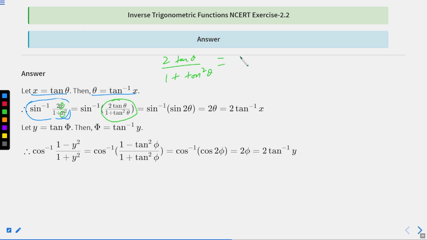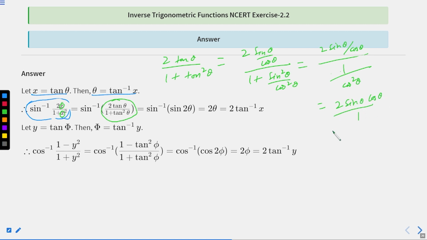2 tan theta by 1 plus tan square theta is equal to 2 sine theta by cos theta divided by 1 plus sine square theta by cos square theta, and this further equals 2 sine theta by cos theta divided by cos square theta plus sine square theta divided by cos square theta. This is just 1, and if you simplify it further, you get 2 sine theta cos theta by 1, and this is sine 2 theta. So 2 tan theta by 1 plus tan square theta is equal to sine 2 theta.